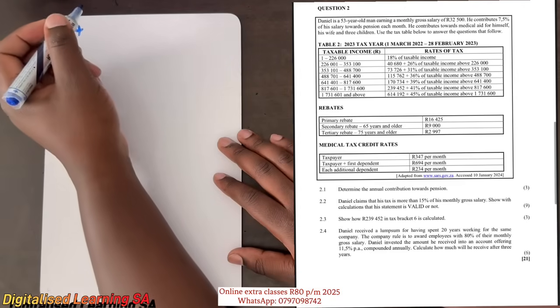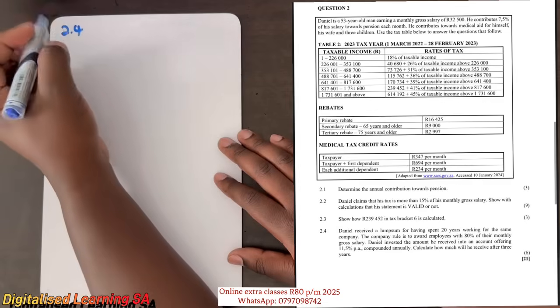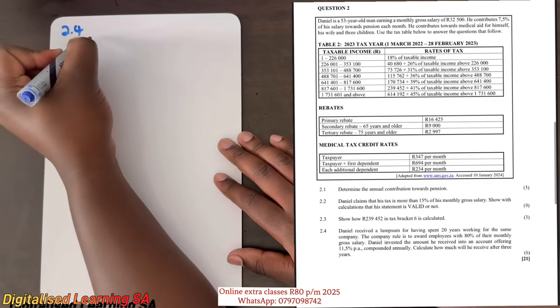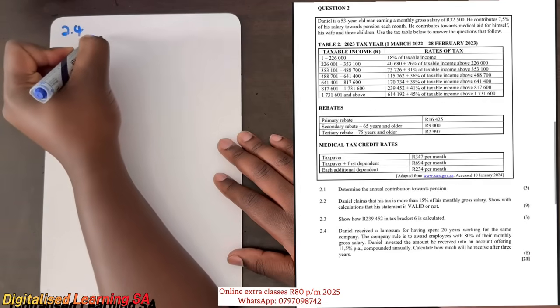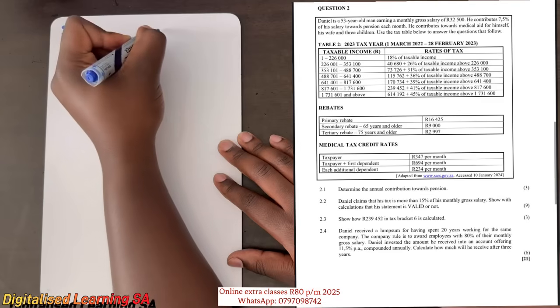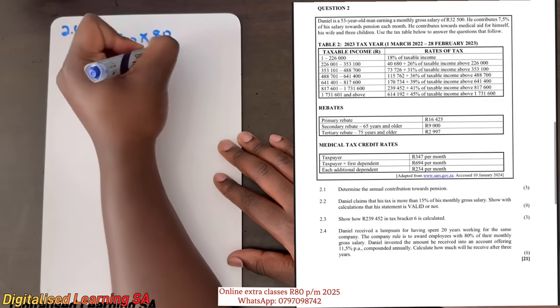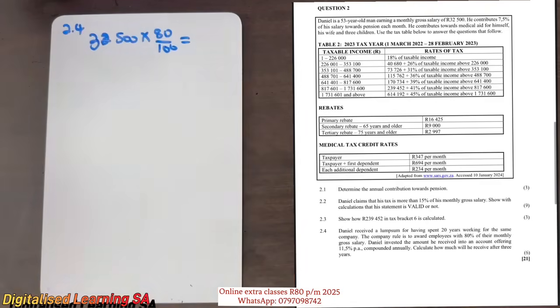First, we need to calculate how much 80% of his gross salary will be. So we need to say 32,500 multiplied by 80%, which is 80 divided by 100, equals.